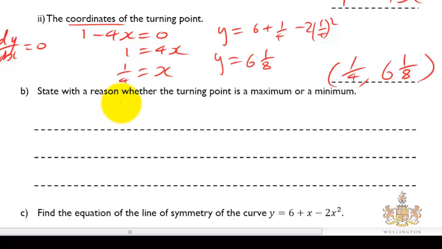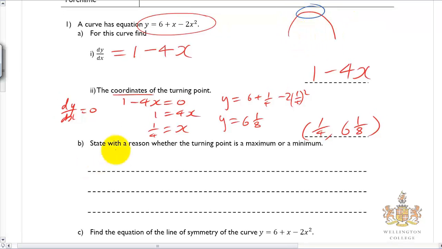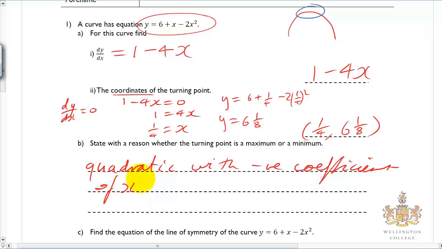State with a reason whether or not the turning point is a maximum or a minimum. Well, I just stated a reason here. It's a negative x squared in a quadratic. So we have a quadratic with a negative coefficient of x squared. Therefore we have an N-shape graph. Now if an N-shape, that means the turning point occurs at the top, so therefore it's a max.